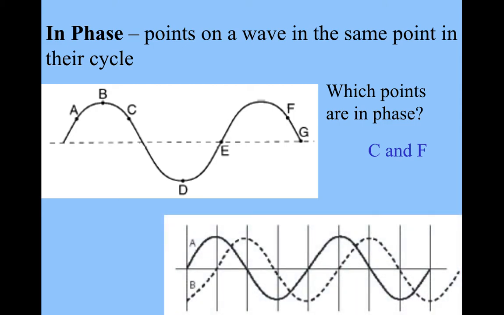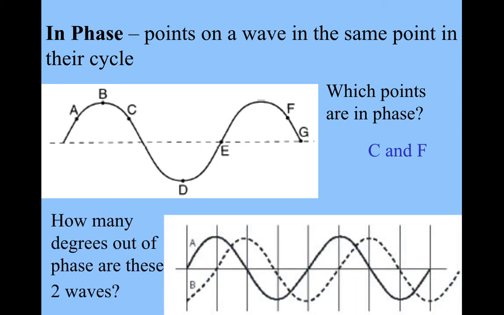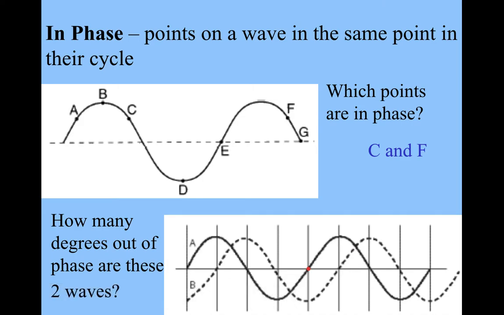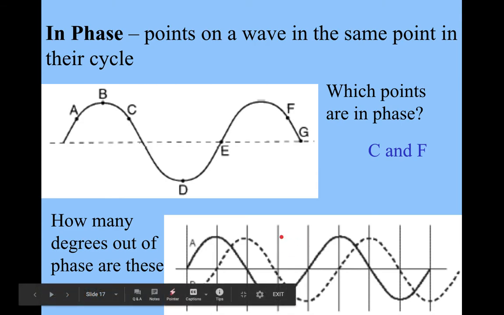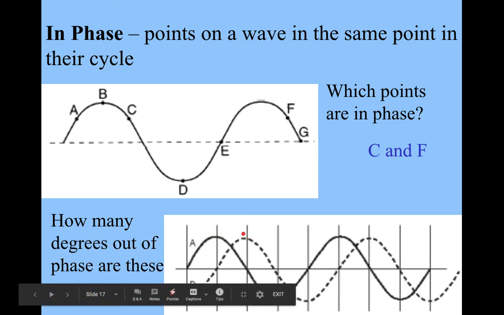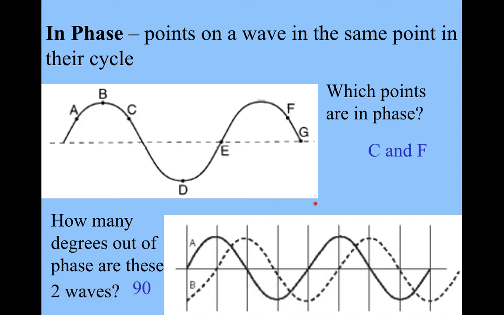Another Regents question is, how many degrees out of phase are these two waves? To think about this, we can take a look at one wave. If I take a look at wave A, a complete wave goes out 4 lines: 1, 2, 3, 4. A complete wave is 360 degrees. If I divide that by 4, each segment is 90 degrees. Now if I go back and look at the crest of A here and the crest of B here, notice those are 90 degrees out of phase. So the correct answer here is that they're 90 degrees out of phase.